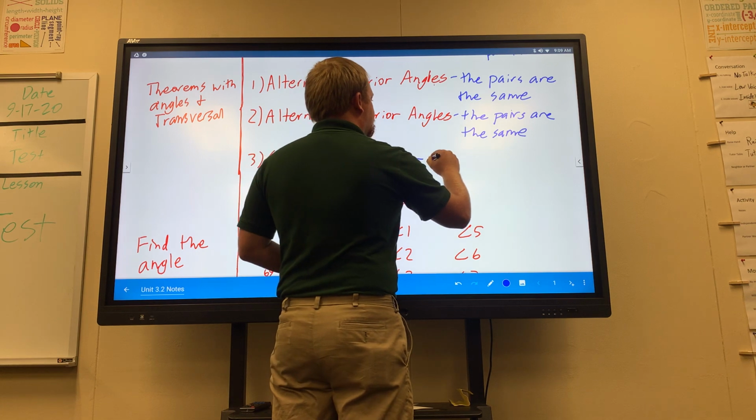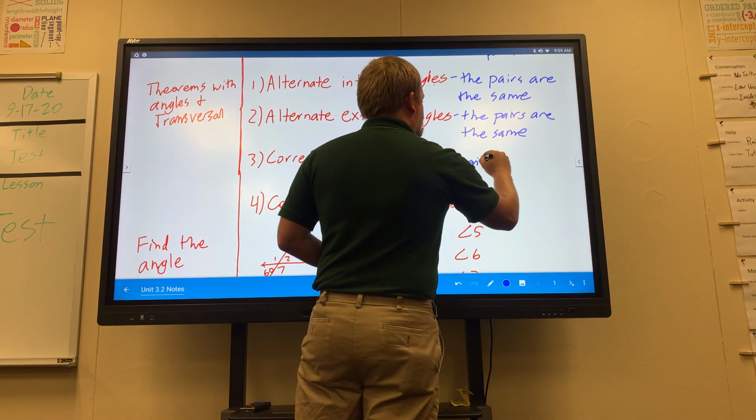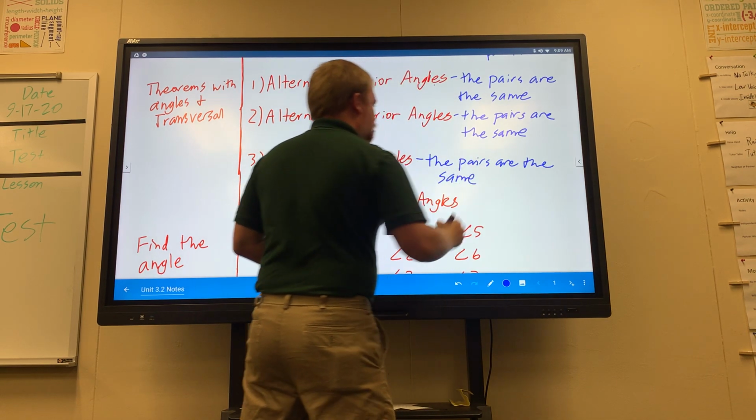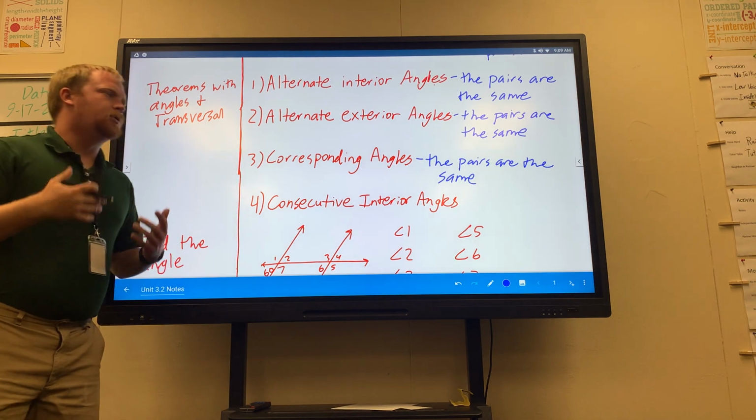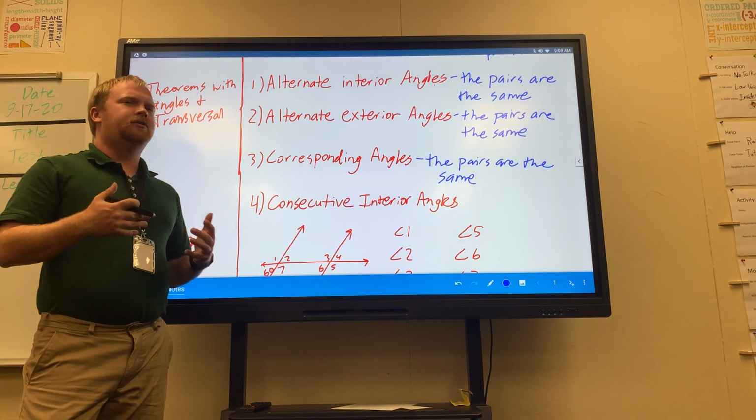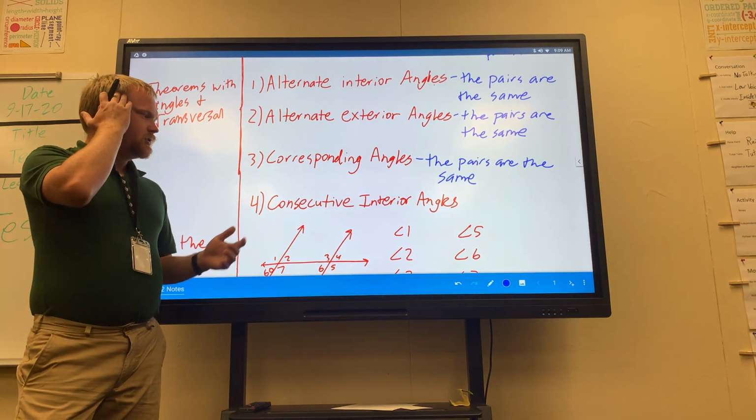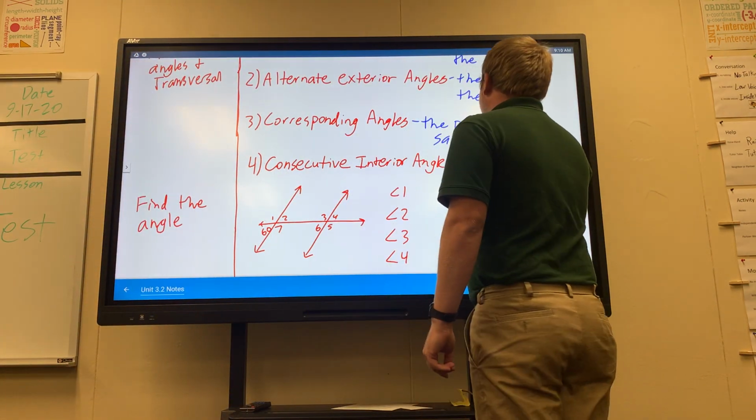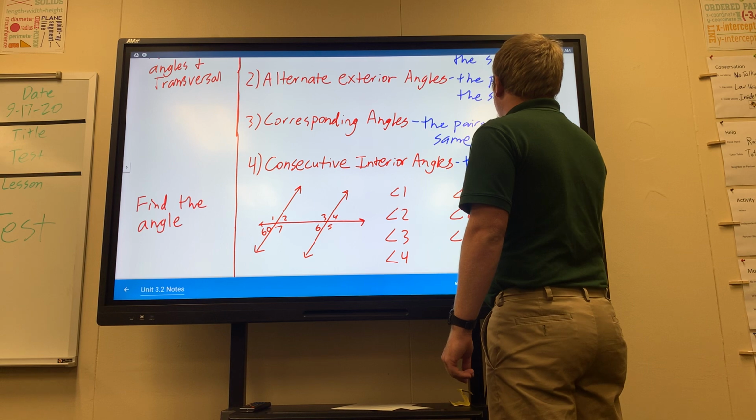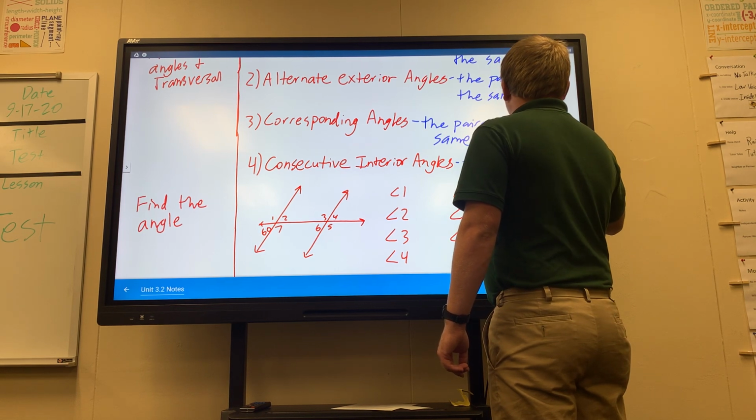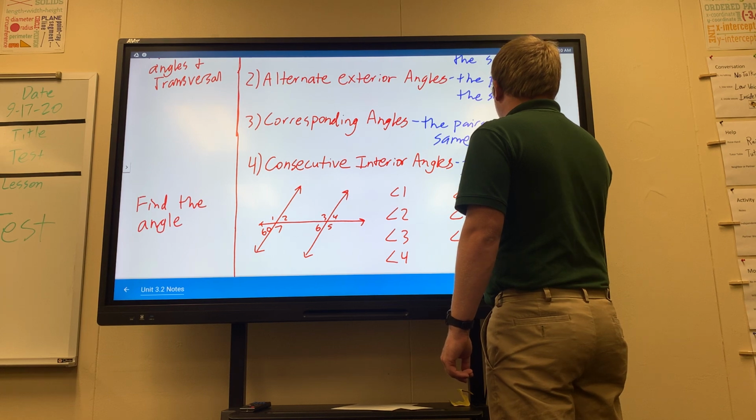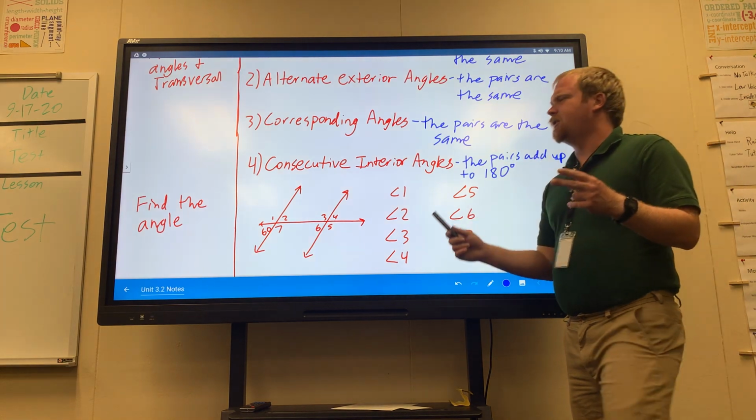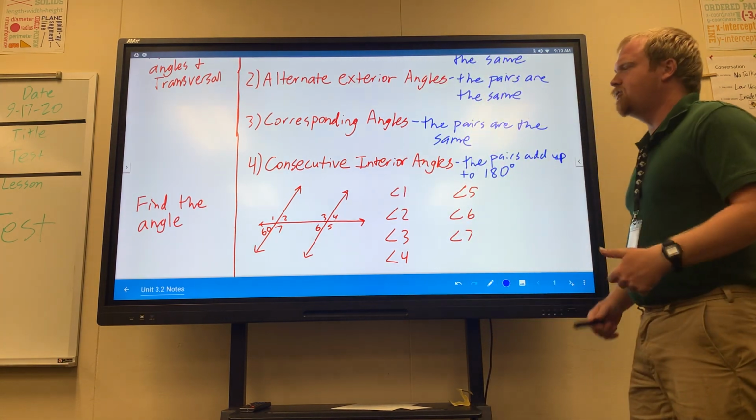Now, what about corresponding? The pairs are the same. So again, as long as I know if I have corresponding angles, I know that they're going to be the same measurements. Now, consecutive interior angles, not quite the same, but the pairs add up to 180 degrees. So any two pairs of consecutive interior angles are going to add up to 180 degrees.